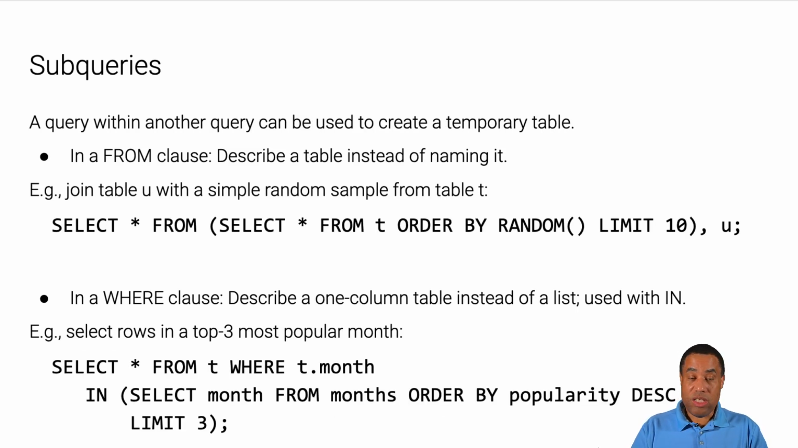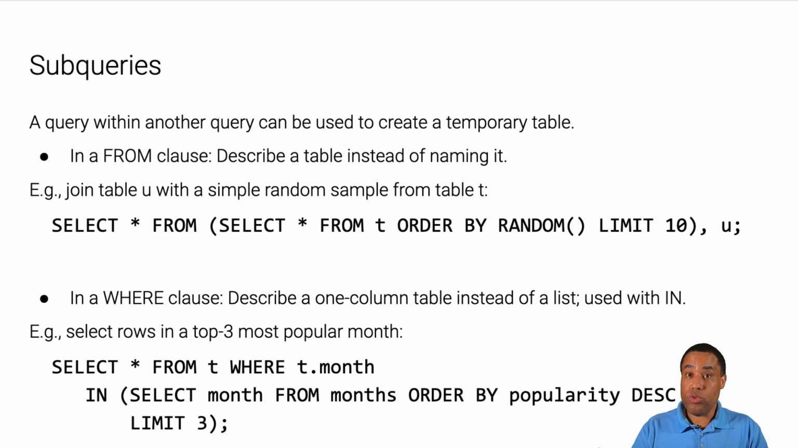Now, a subquery is just simply a query within another query, and that creates a temporary table. So there are 2 different ways we can do this. We can do it in a from clause, where we describe a table instead of naming it. So, for example, let's say we wanted to join the table U with a simple random sample from table T. So we could use the statement select star from, and then now we're going to create our temporary table. It's going to be select star from T, order by random, limit 10. So it's going to contain 10 random rows from T, and then we're going to join that with U.